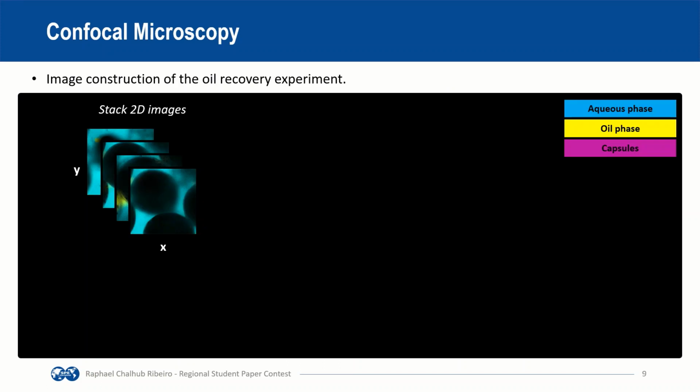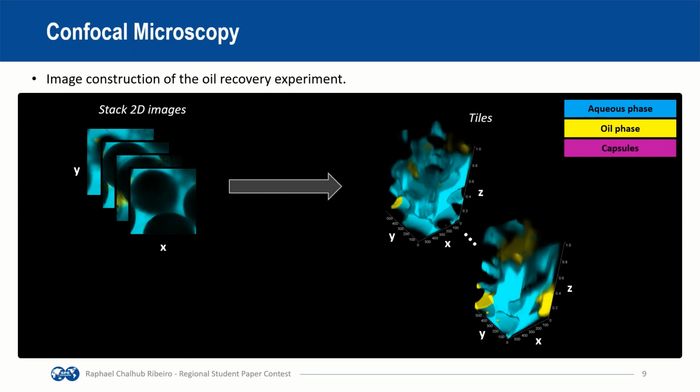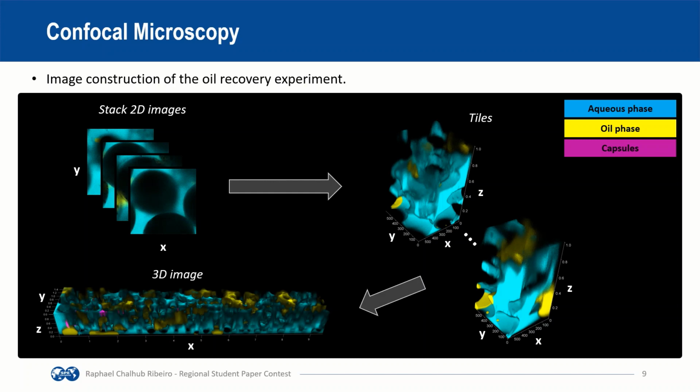The procedure for the 3D reconstruction can be better explained with these images. First, a stack of 2D images of different focal lengths is acquired from multiple positions. Then, each stack is rebuilt in 3D separate tiles. Finally, these tiles are merged together to represent the whole sample.